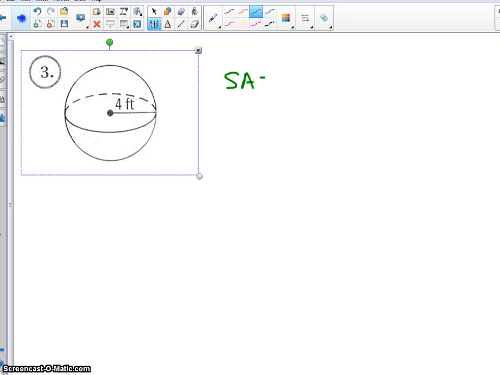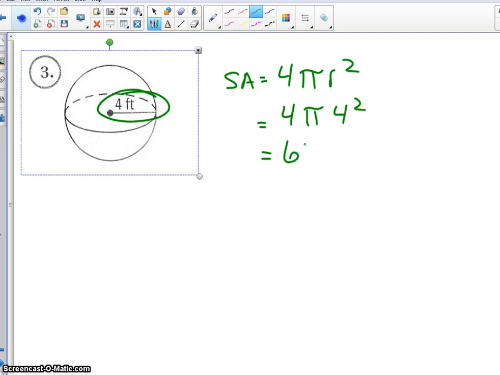Surface area, 4 pi r squared. So the 4 is always there, pi. All we need is the radius. There it is, 4 squared. So you're going to take 4 times 4 squared and multiply that out on your calculator, or if you can do that in your head, 16 times 4, you get 64 pi. Now in this case it's feet. And the units, since we're talking area, are squared. That's straightforward. So that's finding the surface area.